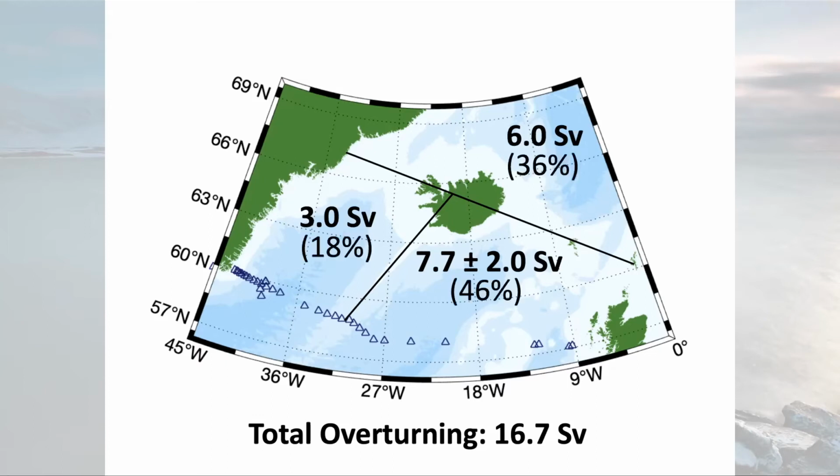And if we break that up just by percentages, that means that we have 1/6 of the overturning in the Irminger Basin, about 1/3 in the Norwegian Sea, and then nearly half of the Atlantic Meridional Overturning Circulation north of the OSNAP East line occurring in this relatively small region east of the Reykjanes Ridge.